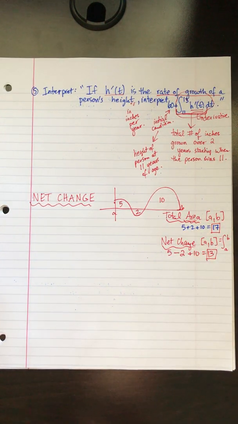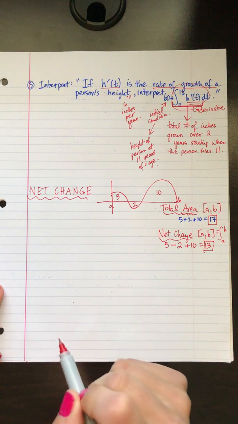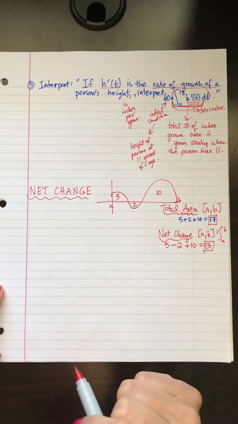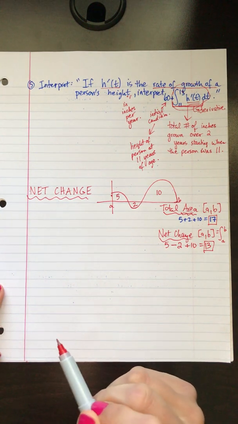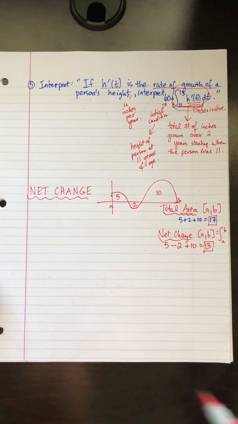So why am I telling you this again? Well, because now we tie it into the velocity question. And I think at the end of the section 5.1 notes, I told you that distance traveled is going to be the area under the velocity curve. Well, recall.